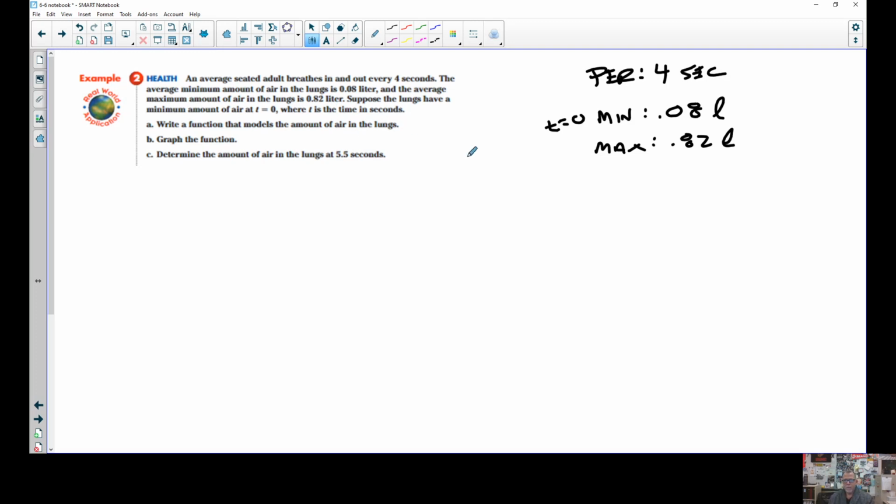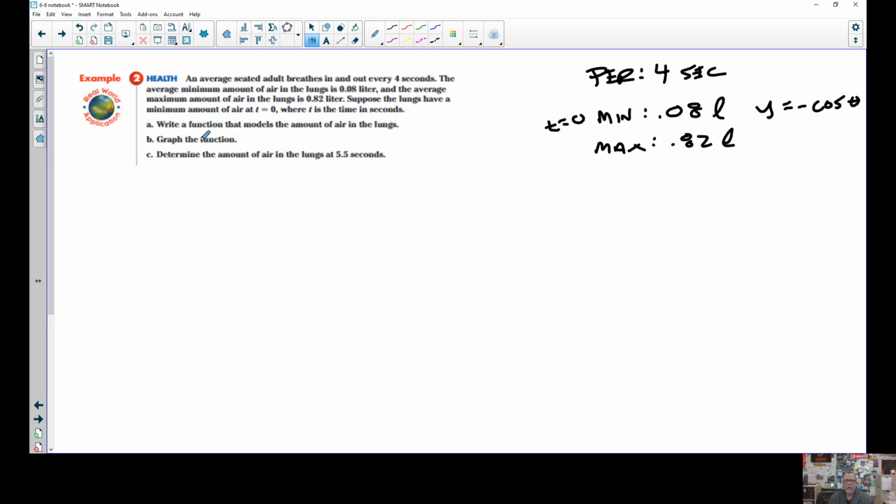All right, now think about that. If we're going to write this function, what type of function are we going to use? I'll give you a second to think about that. All right, so they told us that the minimum amount is at t equals 0. So where's the minimum? t equals 0. That would be y equals negative cosine theta, right? This right here tells me y equals negative cosine theta is what I'm using. So we're going to use that.